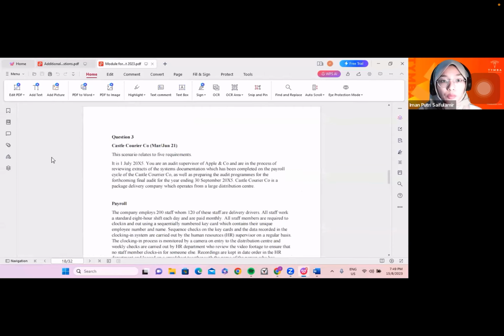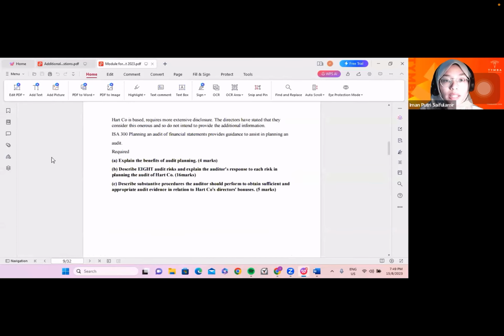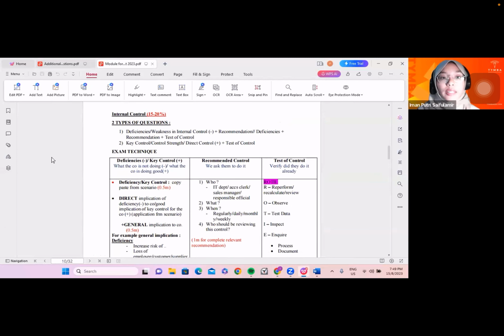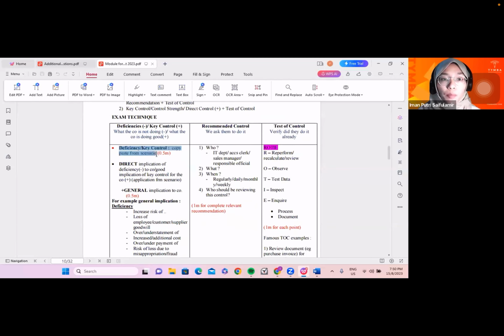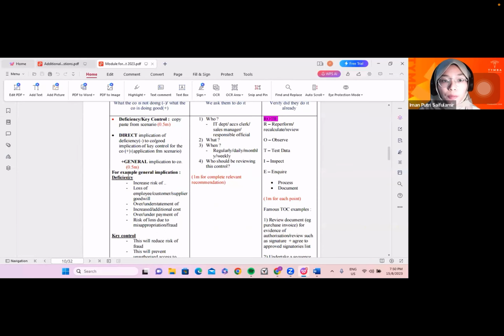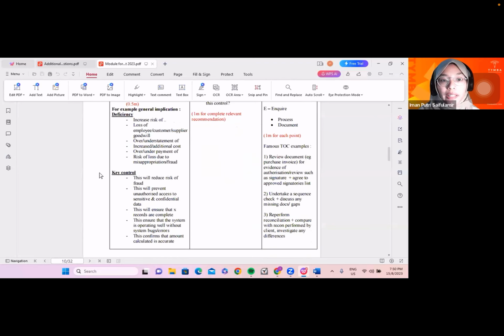In case some of you just came today, let's recap what the exam technique is when we are answering internal control. So again, we have to firstly see, is it a deficiency or is it a key control that the question is asking for? If it is a deficiency, it is a negative. Key control is basically the positives, the good controls that the company is implementing. So when we are explaining our deficiency or key control, make sure to present your answer in a way where we firstly copy paste whatever deficiency and key control from the scenario, and then we talk about what is the direct implication of this deficiency, and then you can bring in the general implication. For the general implication, I have already put in some examples for you guys to get an idea of what the general implications are.